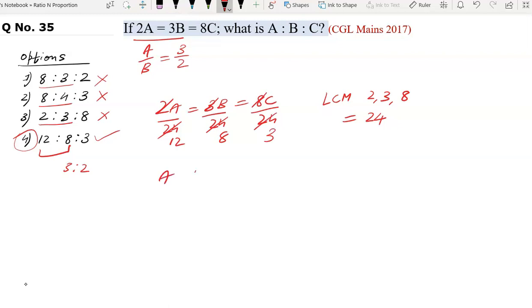So a is to b is to c is equal to how much? 12 is to 8 is to 3. And this is our answer. But in the exam hall, you always need to have a look at the options as well, because if you look at the options, sometimes you can eliminate the options and you can mark your answer quickly. You don't need to solve all these things.